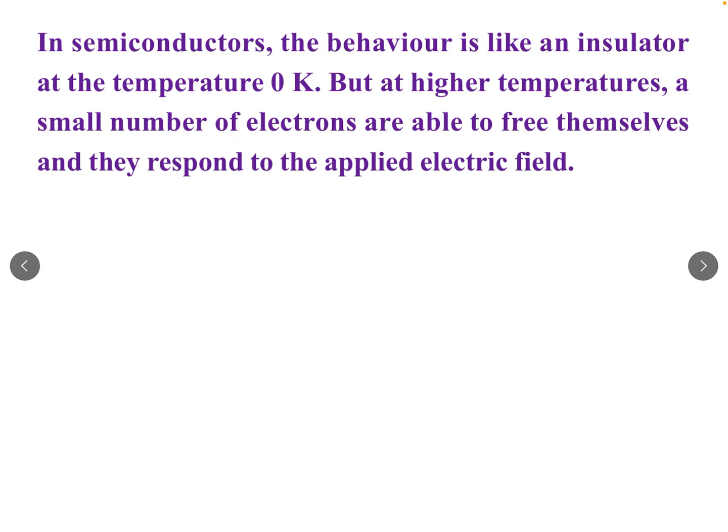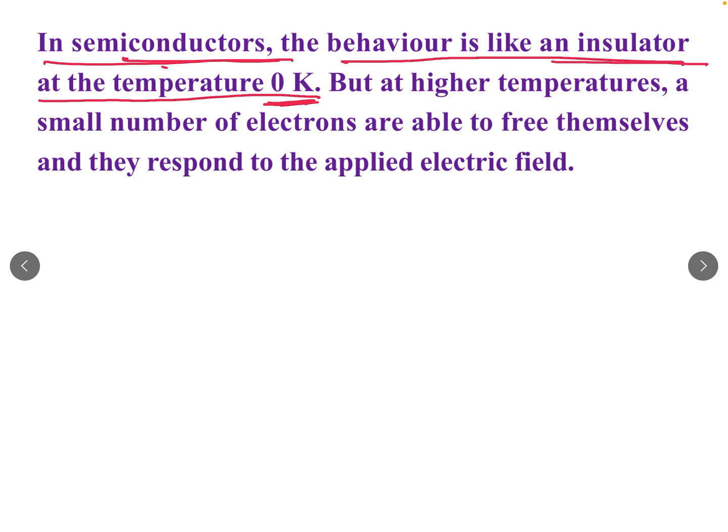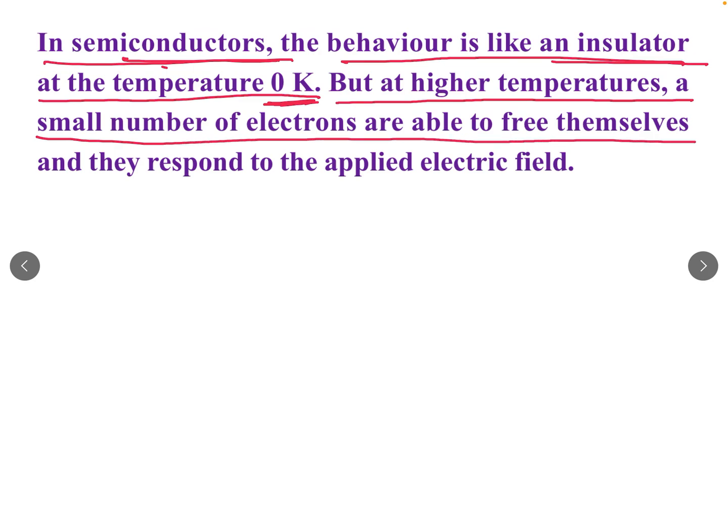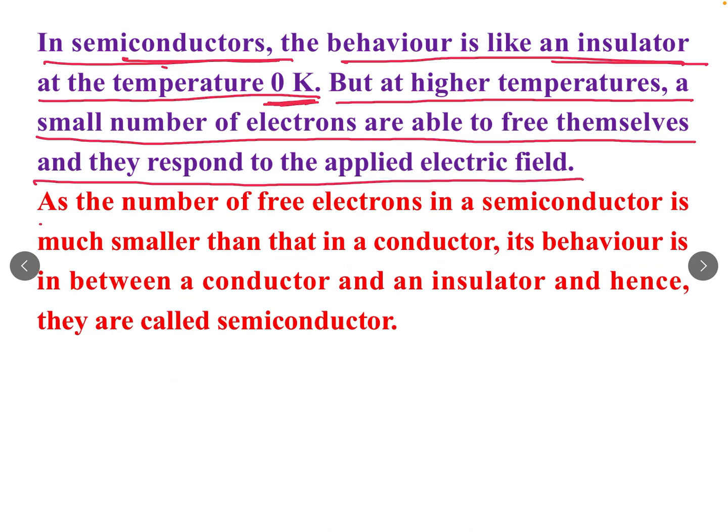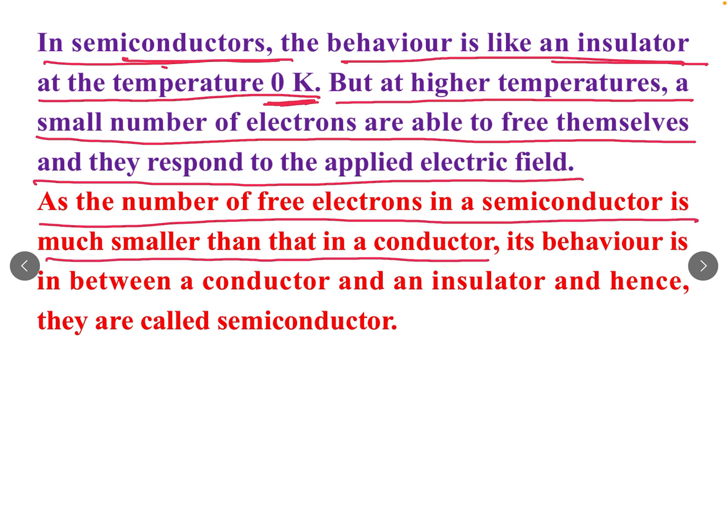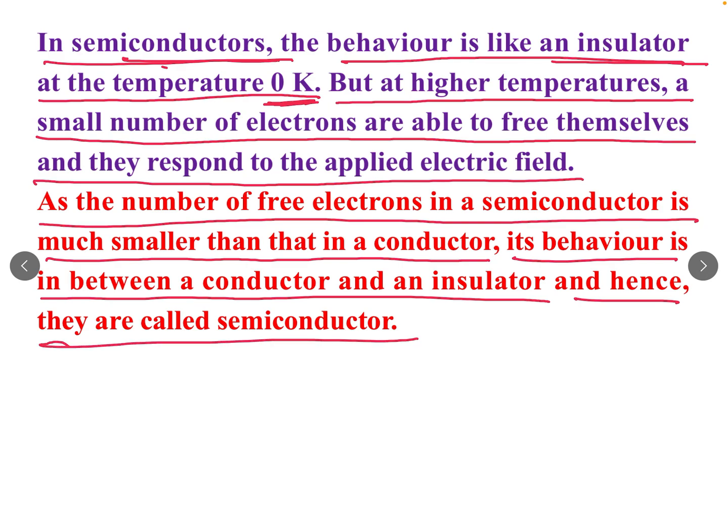Semiconductors. In semiconductors, behavior is like an insulator at temperature 0 Kelvin. At temperature 0 Kelvin, semiconductors behave as insulators. But at high temperatures, a small number of electrons are able to free themselves and they respond to the applied electric field. As the number of free electrons in a semiconductor is much smaller than that in conductor, its behavior is in between conductor and an insulator, and hence they are called semiconductors.